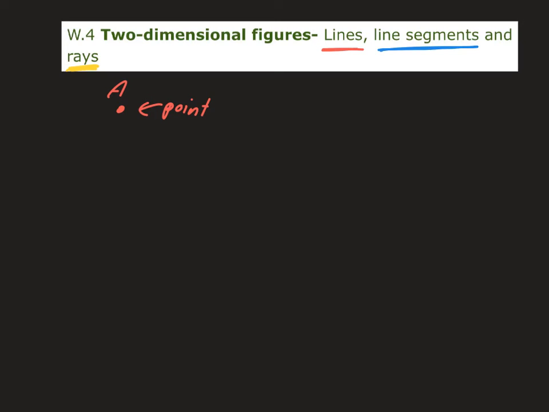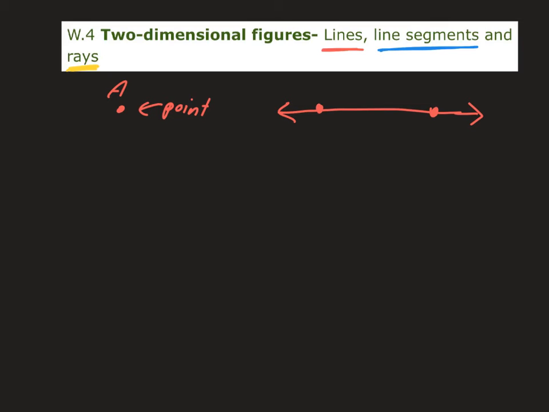So when we have a point, a line involves 2 points. All of these will involve 2 points. When we have a line, and I'll use a point and a point, a line goes through those 2 points and it extends infinitely in both directions. So this line does not stop here, right? It keeps going. It keeps going and going and going.